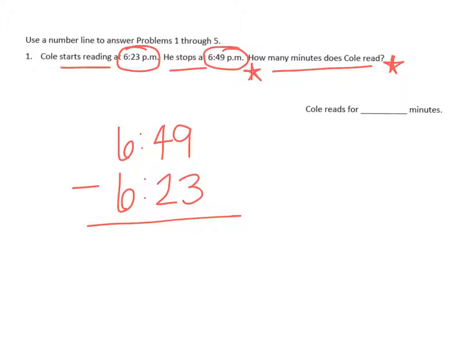Let's start with the ones. 9 minus 3 is 6. 4 minus 2 is 2. And 6 minus 6 is 0. So that means that Cole read for a total of 26 minutes.